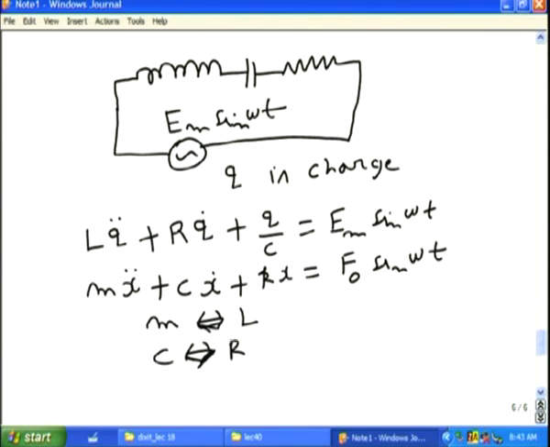C causes energy loss in the system, R also causes the energy loss. It is dissipative, here also it is dissipative. K is analogous to 1 by C. Capacitor is like spring. Spring stores potential energy and at times it releases. Similarly, the charge is stored in the capacitor and then it is released. So therefore, you can have the analogy between these two. Similarly, other systems and any development made in one field can suitably contribute in the development of the other field.